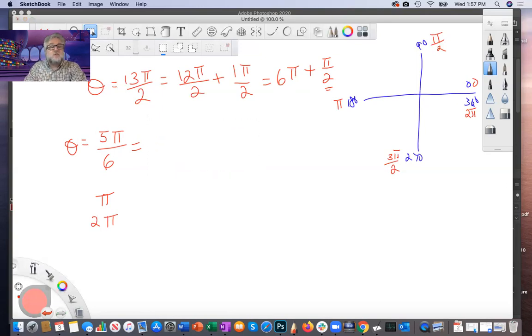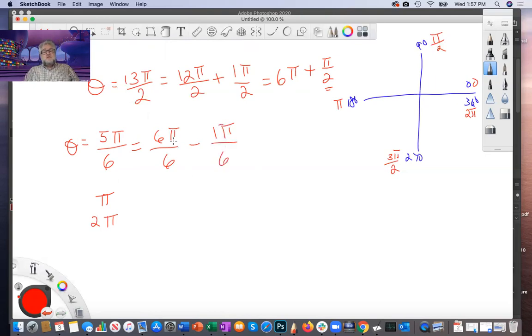Because it's not over 2, it's over 6. So I'm going to write this as 6 pi over 6 minus 1 pi over 6, because 6 pi over 6 is pi. So this is going to be pi minus 1 pi over 6. So how much is that? Pi is here, minus 1 pi over 6. That would put us here, and this angle would be pi over 6.